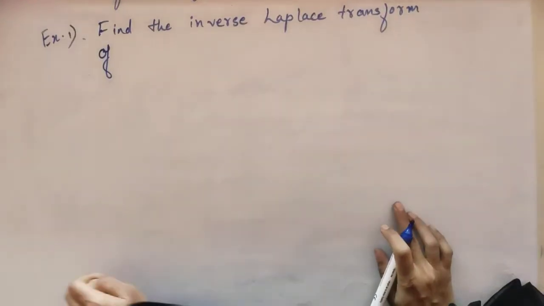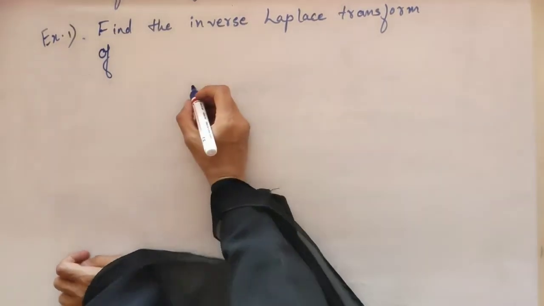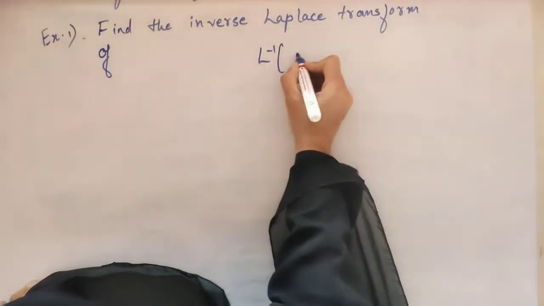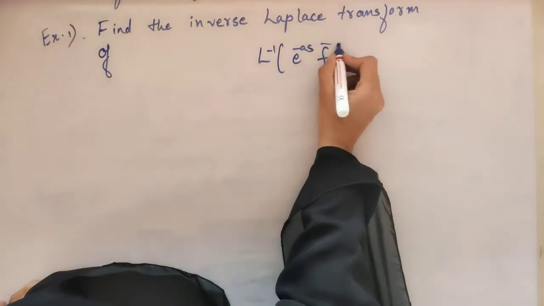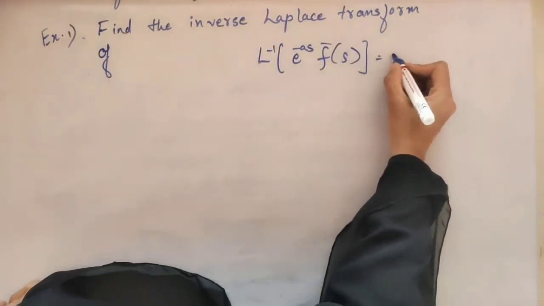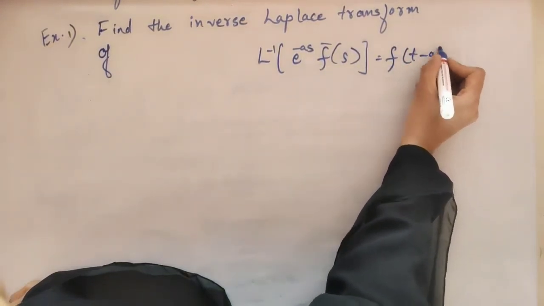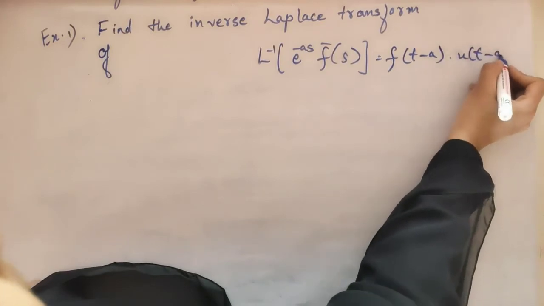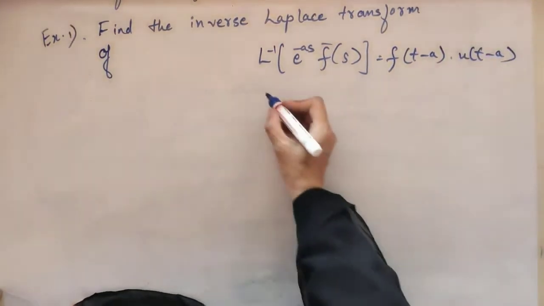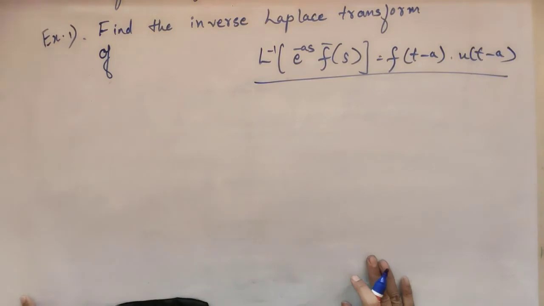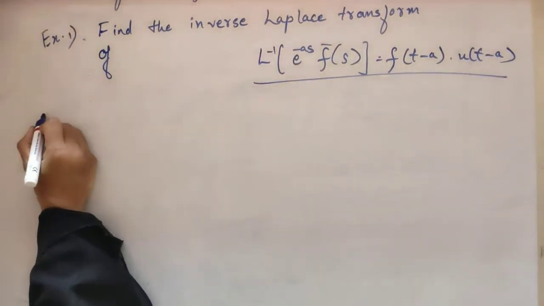It's better for me to write that property here for you. See, L inverse of e to the power minus as into f bar of s is always equal to f of t minus a into u of t minus a. This I have explained already. So this property I will be using all the time. So for example, I will use the second problem now.